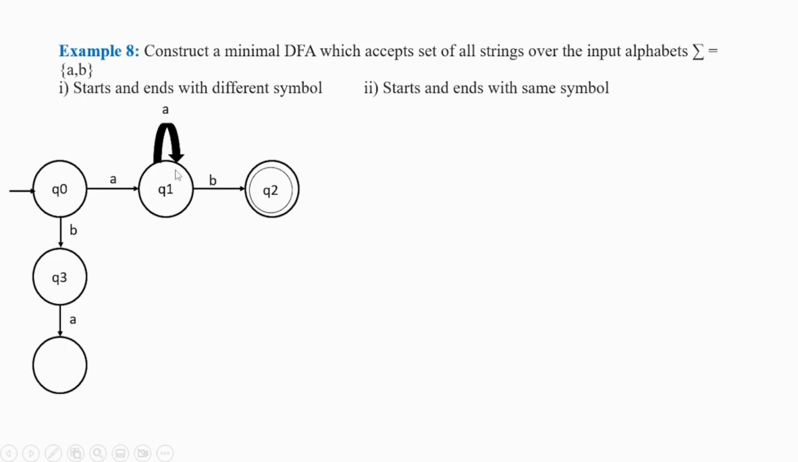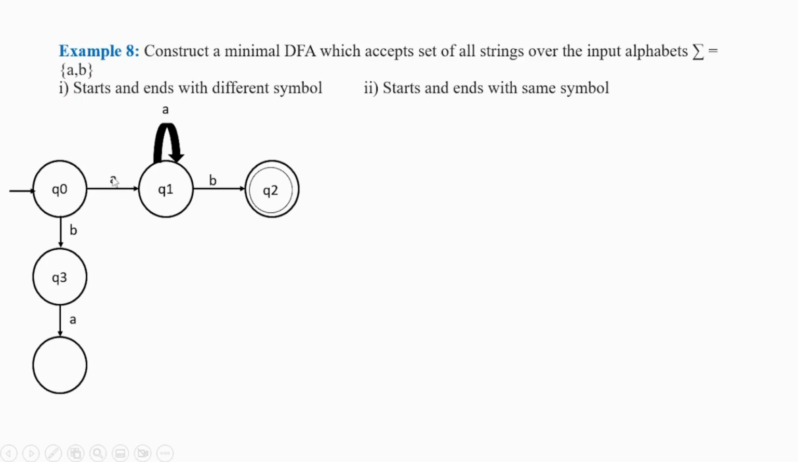So I'm putting A here. Why am I keeping it here? Why should it not go to this state or some other state? Because it has seen A. What if my string is A followed by 10 A's, then B? That is also acceptable, right? Because it starts and ends with different symbols. The condition is about starting and ending only.